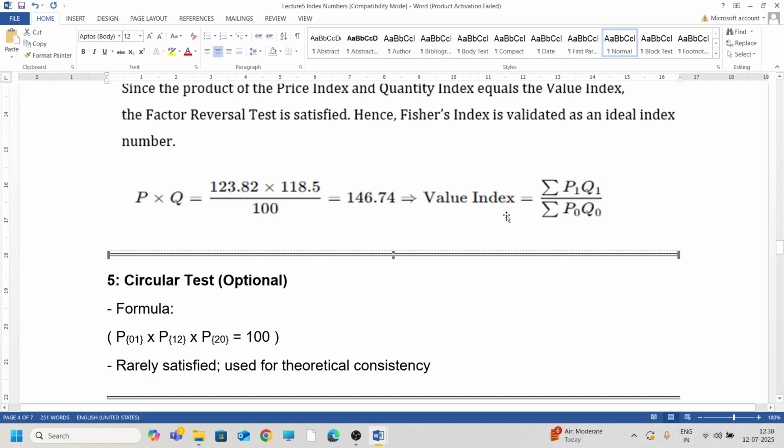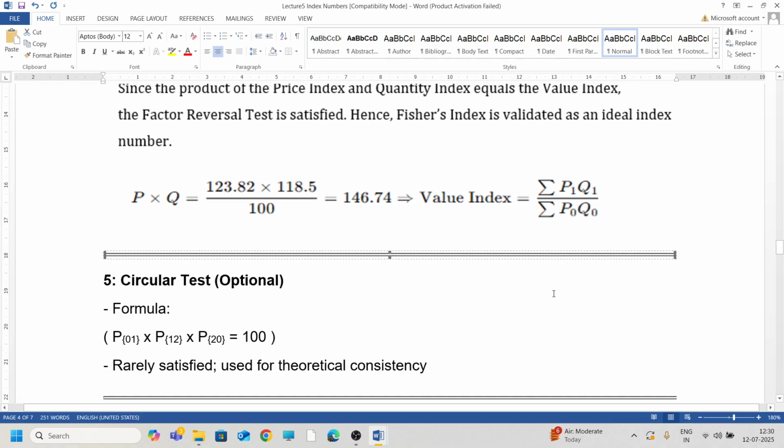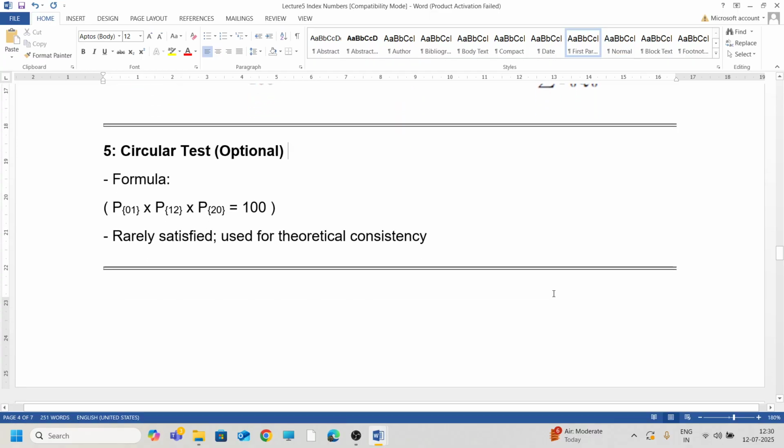Okay, so now the last method is the circular test. It's optional only. I am just giving the formula for the circular test. The circular test is more theoretical and requires consistency across multiple periods. It is rarely satisfied, but still useful for evaluating some formulas. So P01 into P12 into P20 equals 100. Rarely satisfied, used for theoretical consistency only.